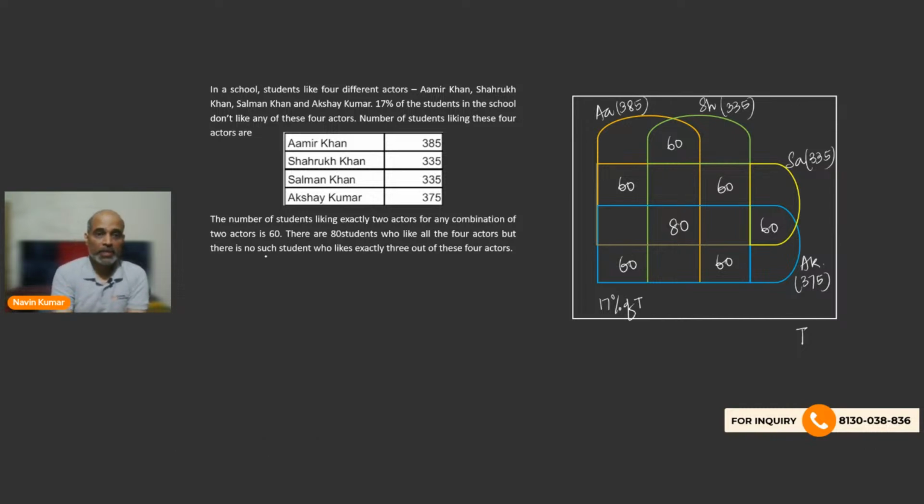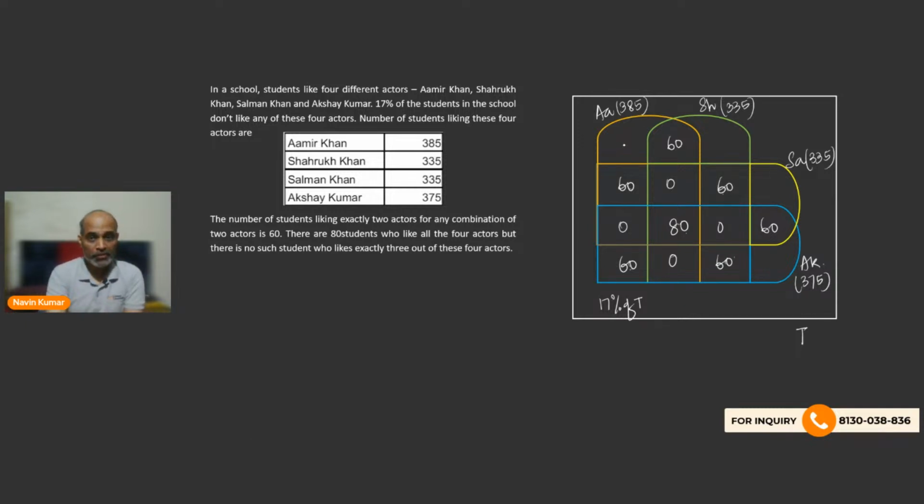This is the central region, but there is no such student who likes exactly three out of these four actors. So north, south, east, and west of the exactly-four region is exactly three. So these are going to be 0. So we can figure out the values everywhere. If you look at Amir, this is 60, 60, 60, 180 plus 80, which is 260. Similarly for Shah Rukh, it is 60, 60, 60, 180, 180 plus 80 is 260. So no matter whichever person I take, it's 260 already.